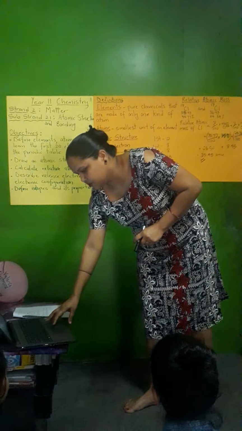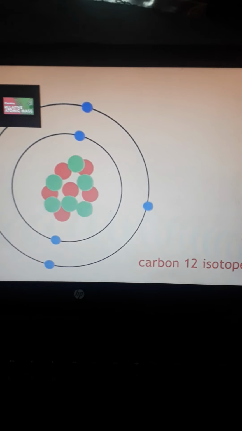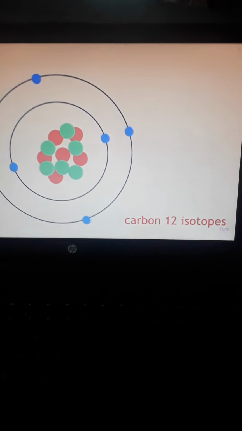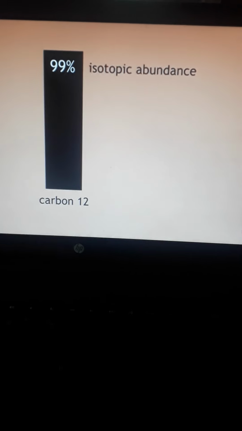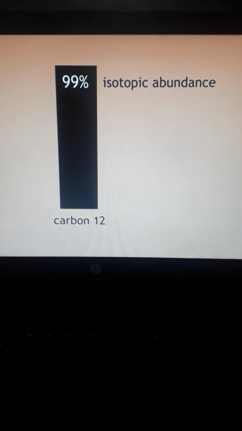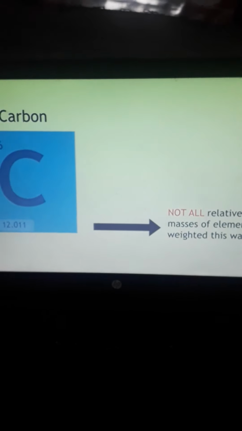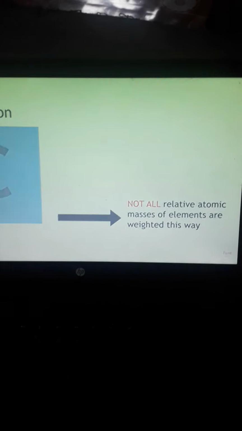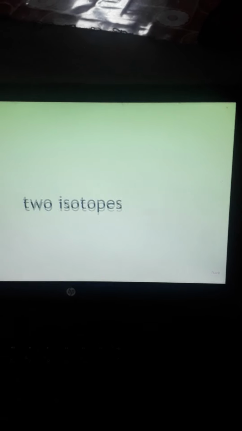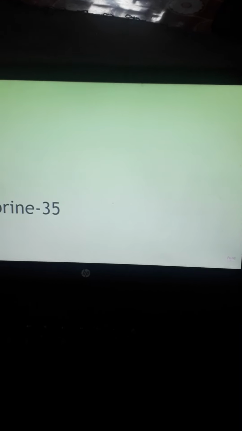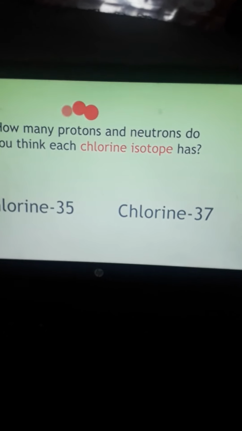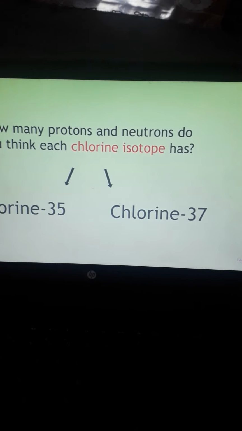Isotopic abundances. If we consider carbon, its relative atomic mass is very close to 12 atomic mass units. This is because in nature, 99 atoms out of 100 atoms of a carbon sample are carbon-12 isotopes. Another way of saying this is that carbon-12 has a 99% isotopic abundance. However, not all relative atomic masses of elements are weighted in this way. Chlorine, for instance, exists as two isotopes, chlorine-35 and chlorine-37. How many protons and neutrons do you think each chlorine isotope has?